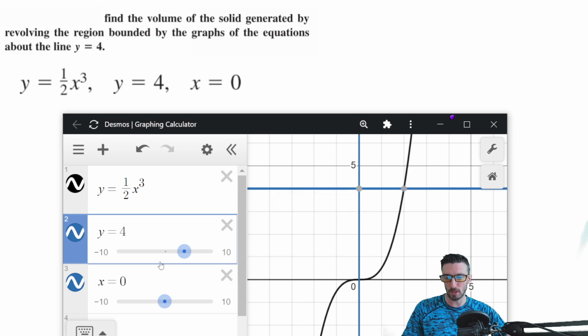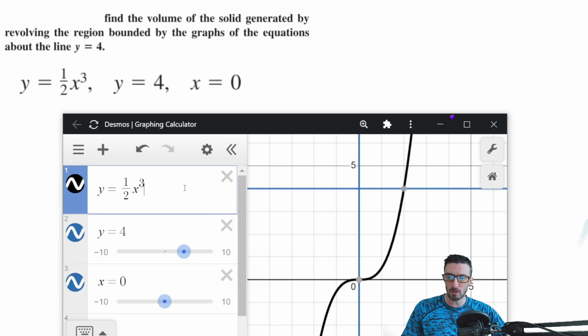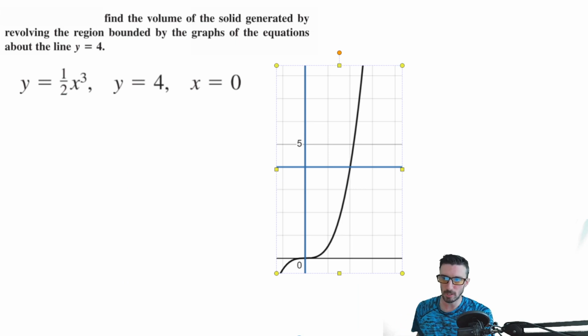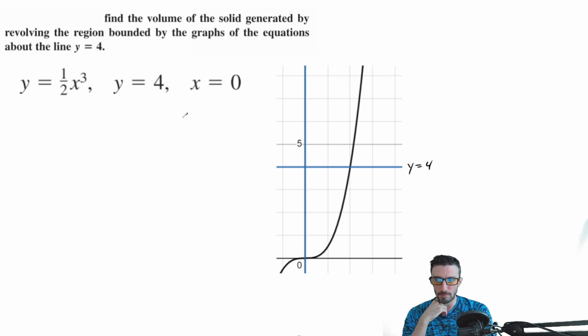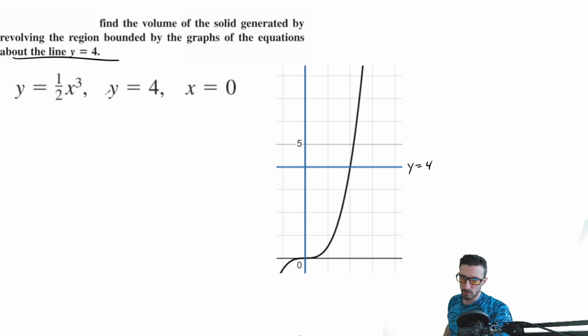That's a horizontal line. x equals 0, that's the y-axis, actually. And we are talking about a certain region. So let's take a pic of the region that we're talking about. There she is. Now, let's not forget that this is y equals 4, and that's actually the line they want us to rotate the region around.